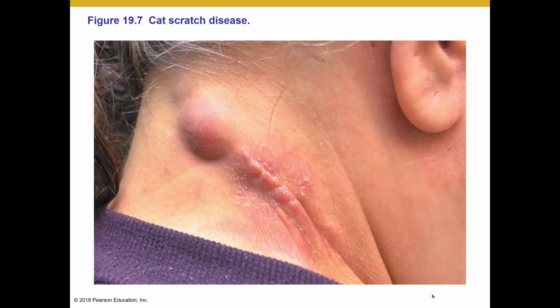This disease is generally self-limited, meaning it often resolves on its own in healthy individuals. However, in immunocompromised patients, complications can occur. When assessing a patient with swollen lymph nodes and a recent cat scratch, this diagnosis should be considered.